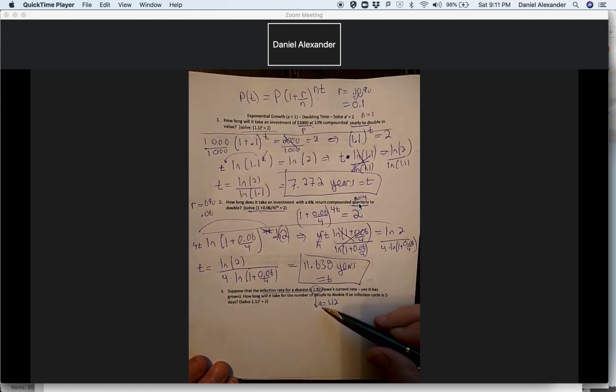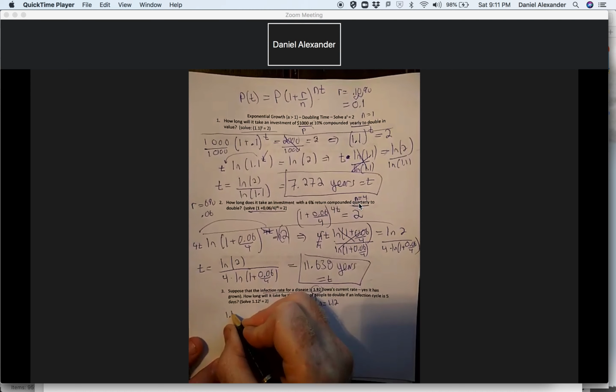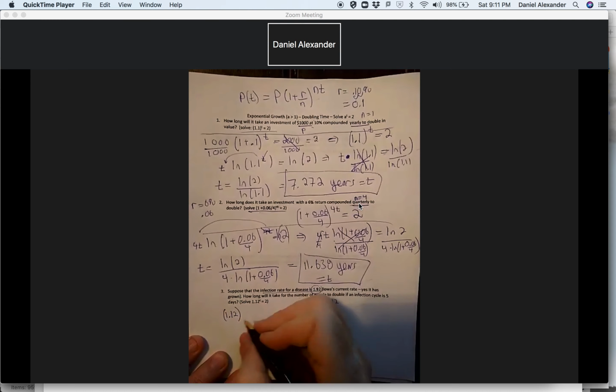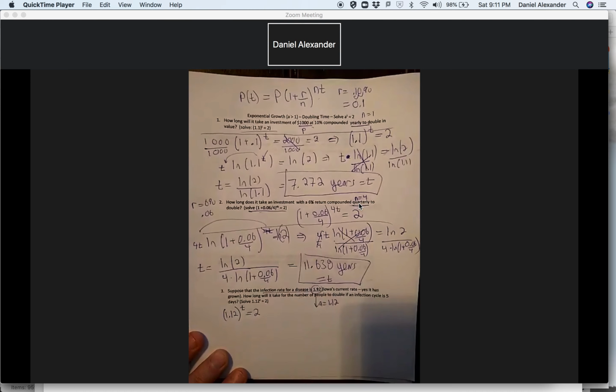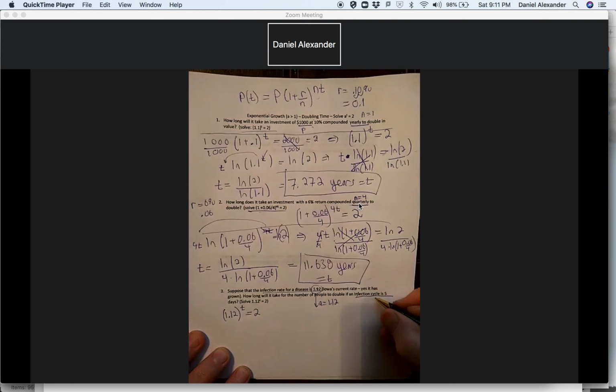So I want to find out how long it takes for the number of people infected to double. Okay, so I set up my equation. It's going to be 1 plus the rate of 12%, and then to the t equaling 2. And remember before an infection cycle is 5 days, so t equal 1 is 5 days.